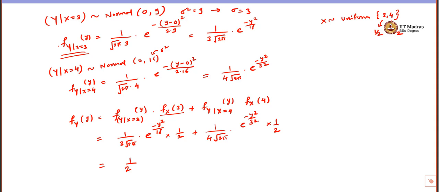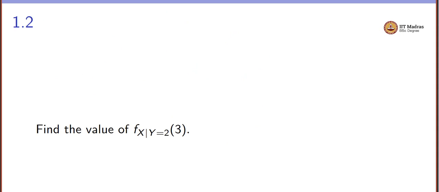So we can take 1 by 2 common, also root 2 pi common from here. So inside the bracket it will be 1 by 3 into e to the power minus y square by 18 plus 1 by 4 into e to the power minus y square by 32. So this is the distribution of y. Now the second sub question of question number 1 is find the value of fx given y equals to 2 of 3.